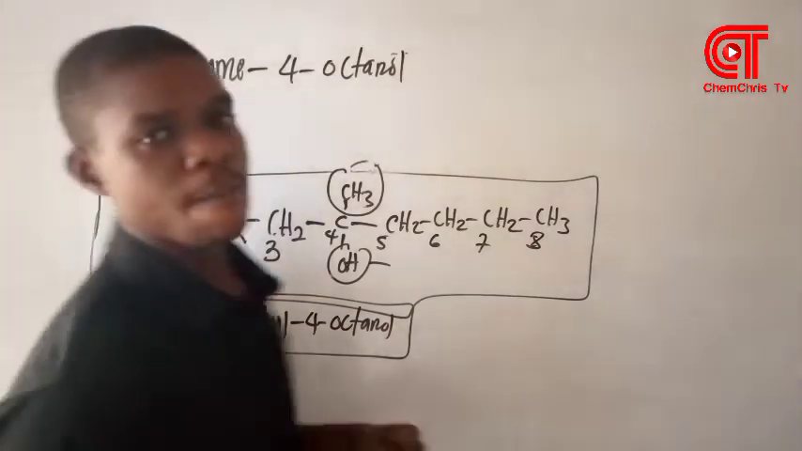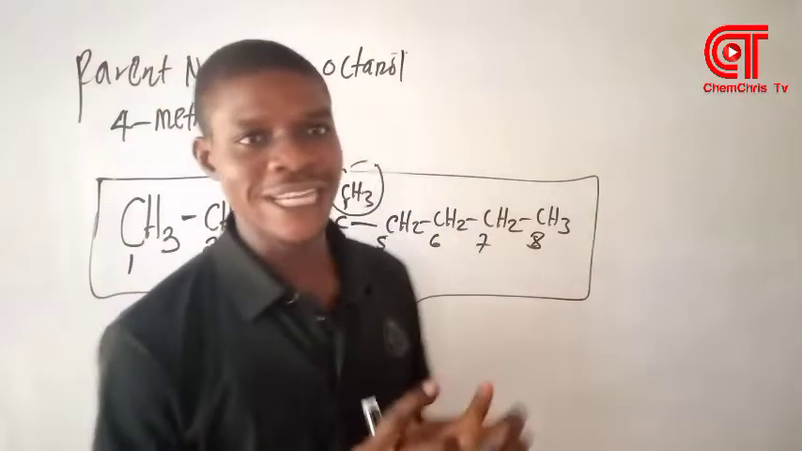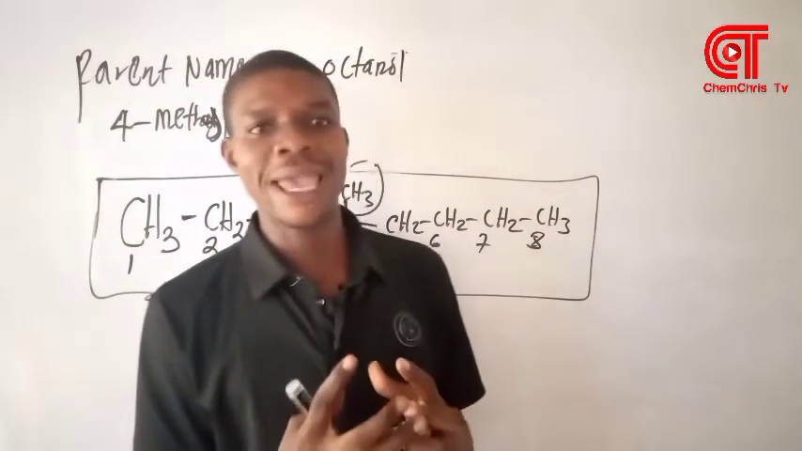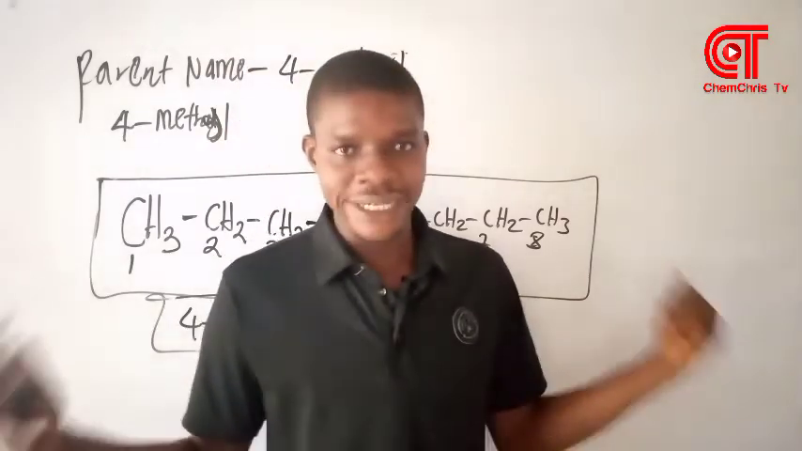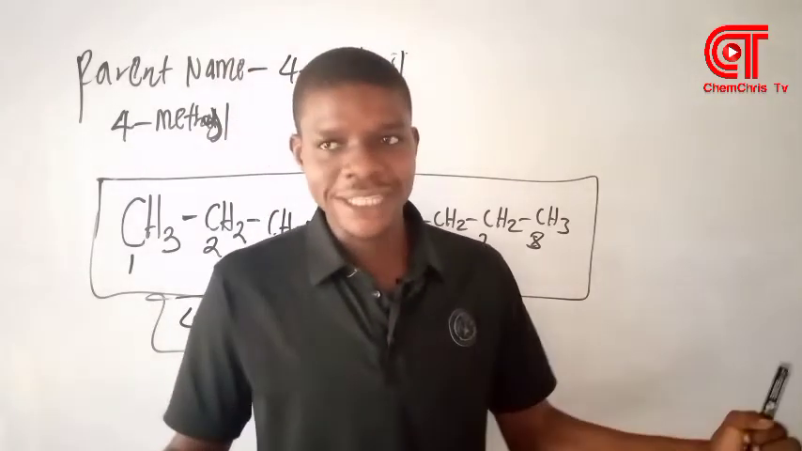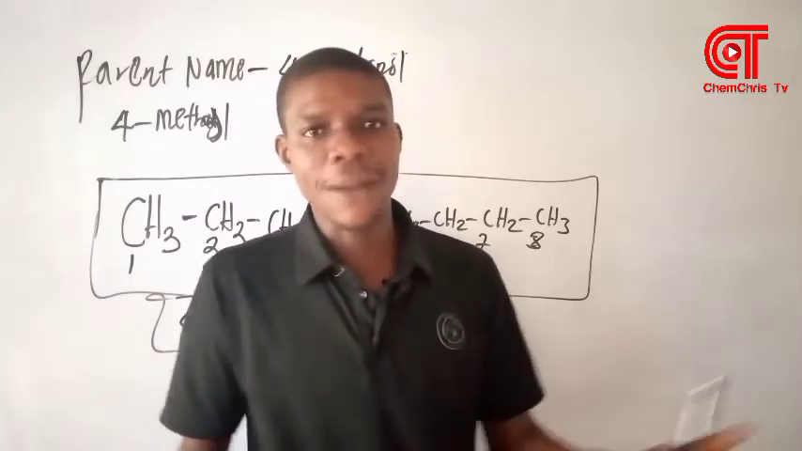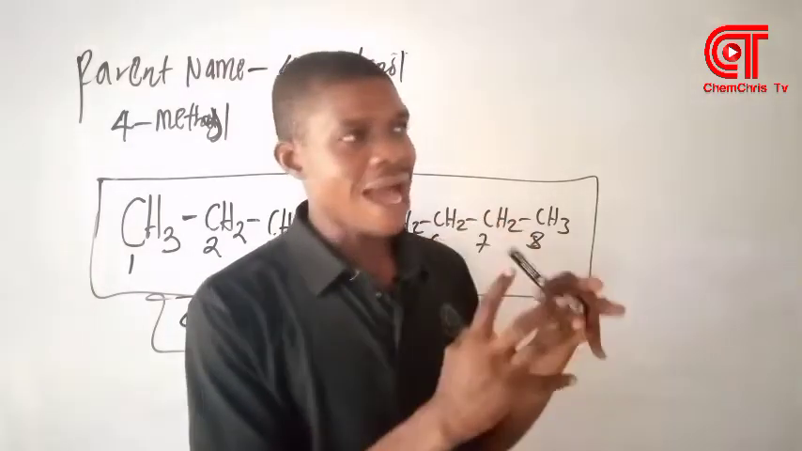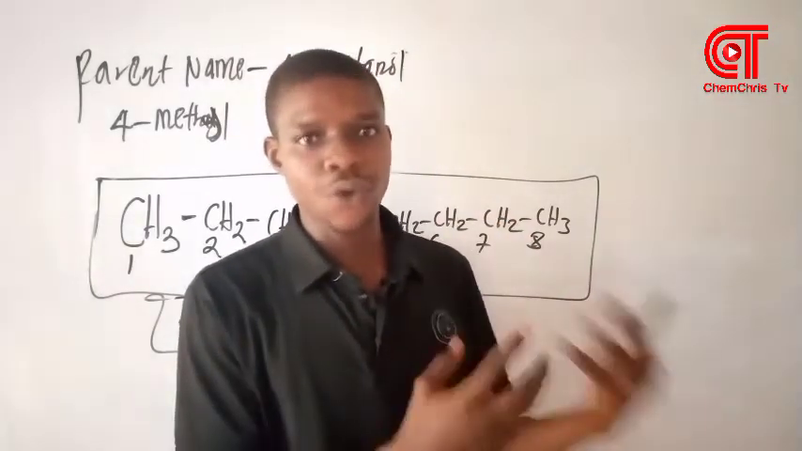So when a compound is being given to you in a condensed form, what do I mean by condensed form? That is, it's not fully written. So you have to display it in such a way that you can know the number of carbon atoms in the compound, and you can also get the position of the OH. Do you get that?